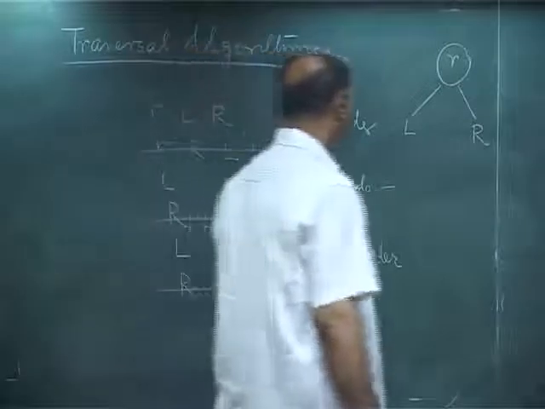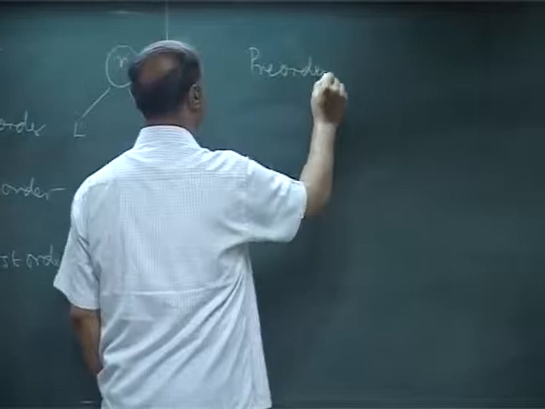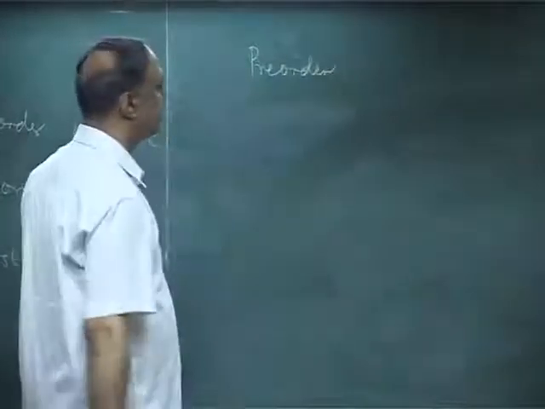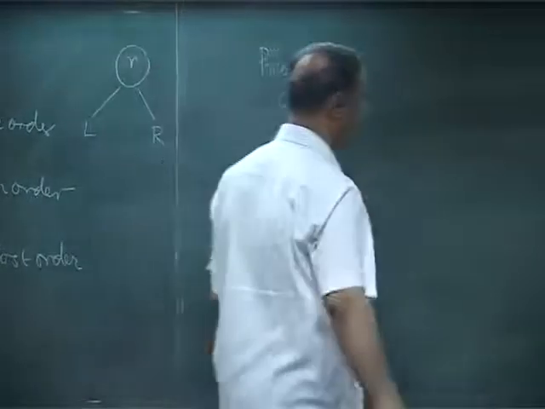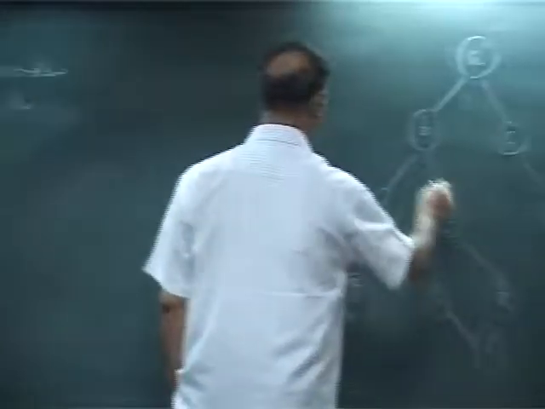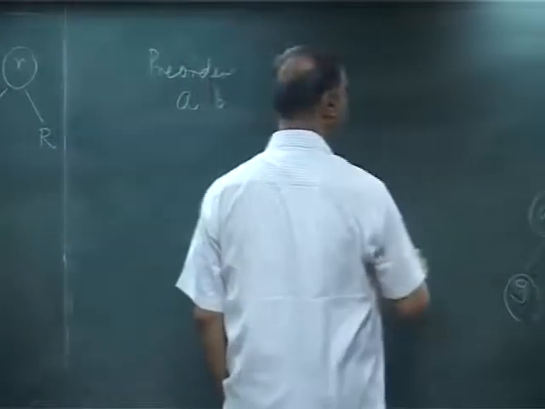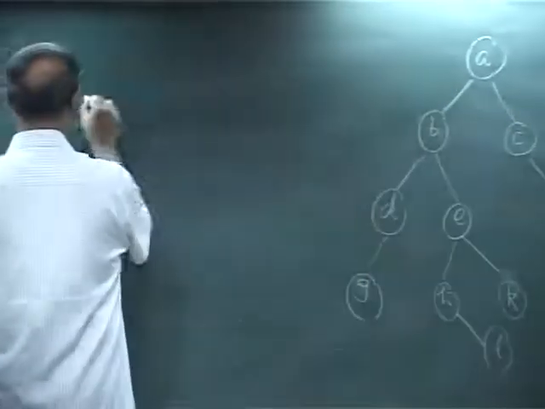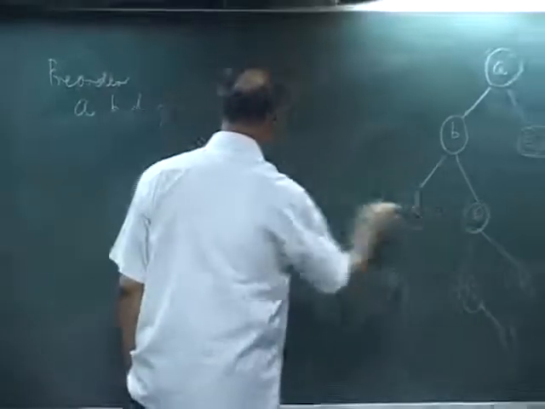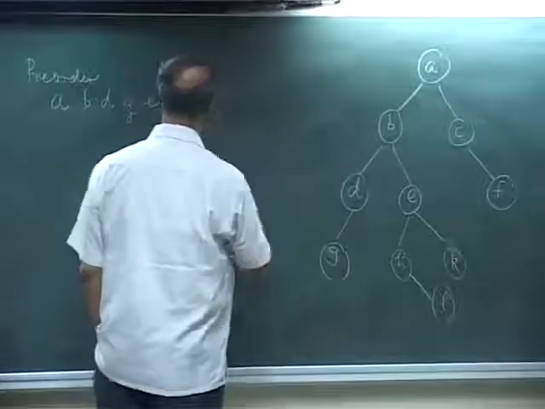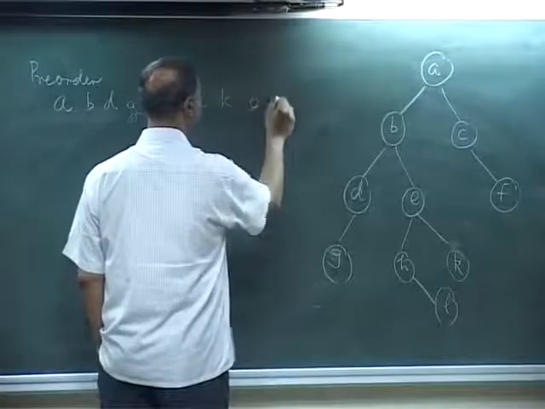So, if I traverse using pre-order traversing, pre-order means the root first, then the left subtree, then the right subtree. Now the left subtree is this one. So A first, then B, then the left subtree, D, then G, then E, then H, then L, then K, then C, and then F.